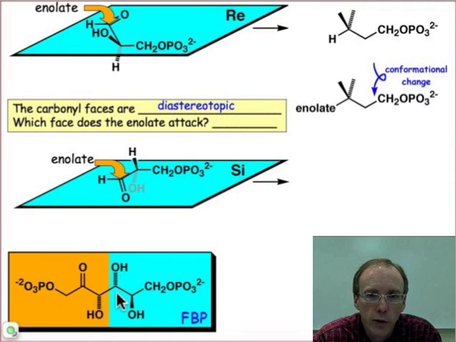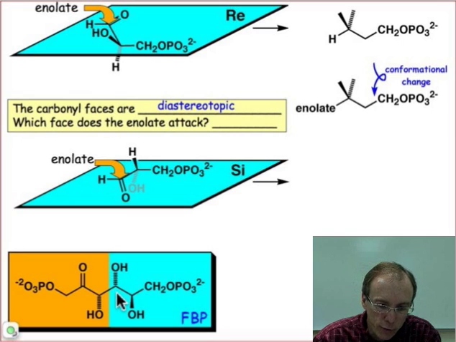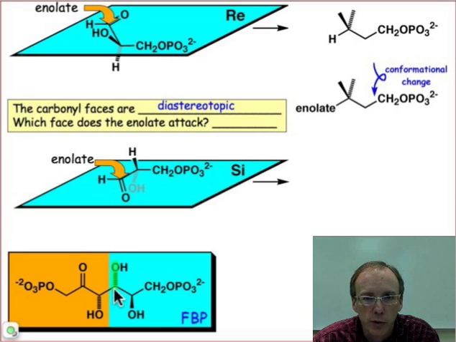In this webcast, we're going to perform a stereochemical analysis on the configuration of fructose bisphosphate that's shown here. This configuration was derived from glyceraldehyde 3-phosphate, and we want to understand which of the two different faces of that carbonyl must have been attacked by the enolate in orange in order to achieve the configuration here.